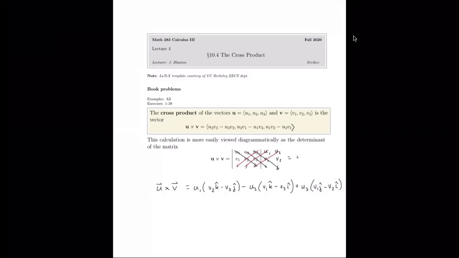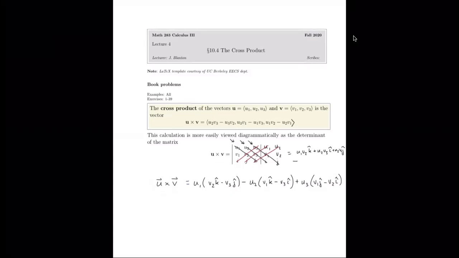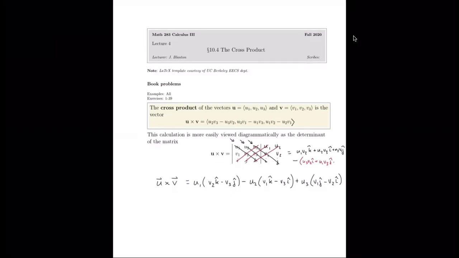We have u1 v2 times k plus u2 v3 times i hat. That's looking at each of these determinants. And the third one is u3 v1 j hat. And then minus for all the red diagonals, so put that in a group. One big minus sign in front of everything. And that is u3 v2 i hat plus u1 v3 j hat plus u2 v1 k hat.